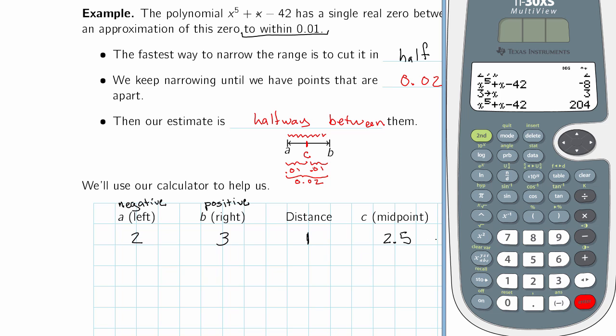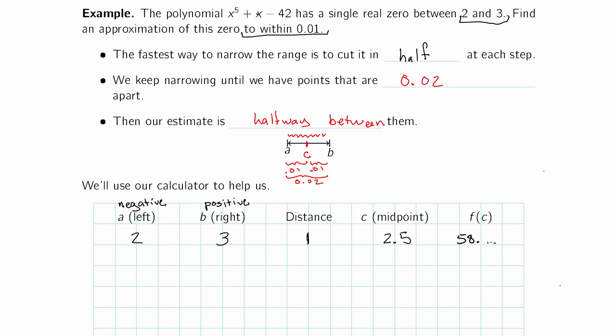To find f of my midpoint, I'm going to take 2.5 and store it to x, and then I'm going to go up and grab my polynomial again. So f of my midpoint is 58 and a bit. What I'm going to write in my table is that it's 58 point something. I don't care about the exact number, just that it's positive. So that midpoint is going to be my new right endpoint. Now I know that my 0 is between 2 and 2.5. And those are only 0.5 apart.